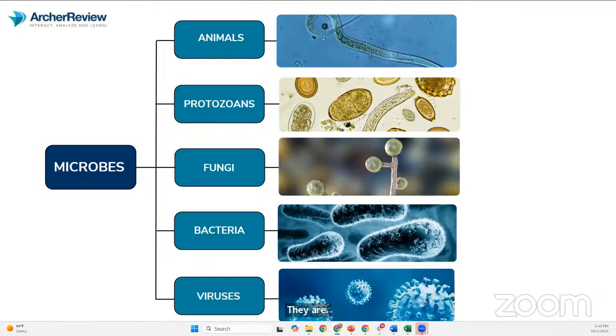So there are 5 different pathogenic microbes that we're going to focus on, 5 different classifications. There are microscopic animals, protozoans or protists, fungi, bacteria, and viruses.